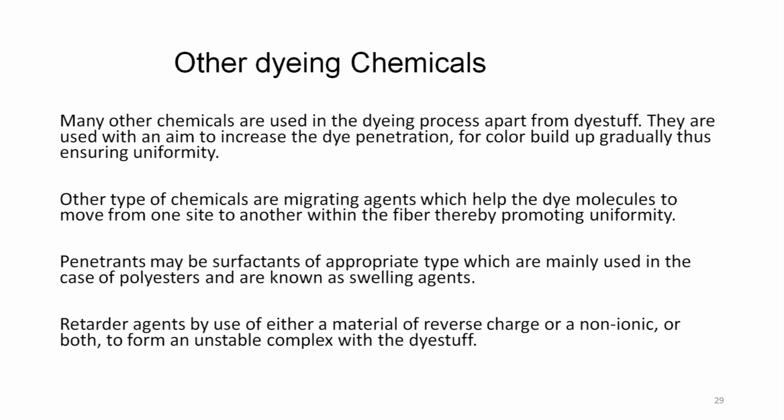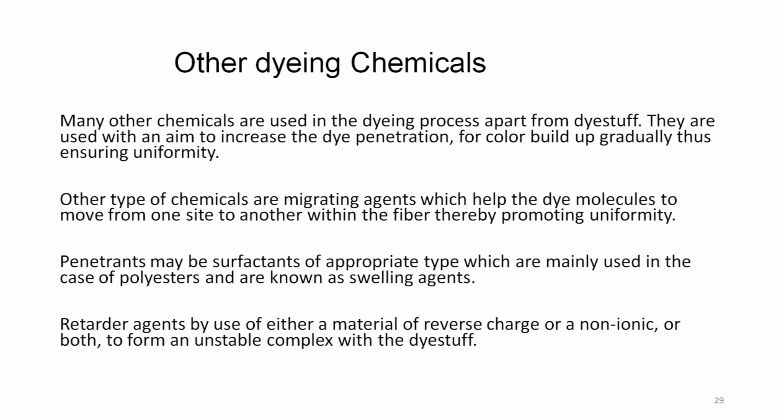Other dyeing chemicals. Many other chemicals are used in the dyeing process apart from dye stuff. They are used with an aim to increase the dye penetration, for color build-up gradually, thus ensuring uniformity. Other types of chemicals are migrating agents, which help dye molecules to move from one site to another within the fiber, thereby promoting uniformity.